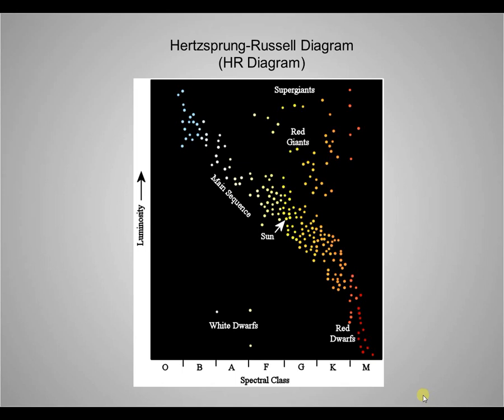Oftentimes these little red ones are called red dwarfs. Okay, they're not like white dwarfs in the fact that white dwarfs are deceased. Red dwarfs are in the prime of their lives. They're just all small, and so we just call them all dwarfs.